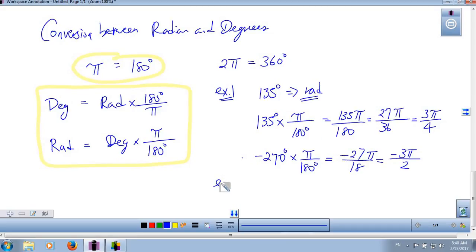Alright, now let's try some examples going from radians to degrees. When you convert radian to degree, you multiply by 180 degrees over pi. So here, the pi and pi cancel out, so you have negative 180 degrees divided by 2, which is equal to negative 90 degrees. Okay?